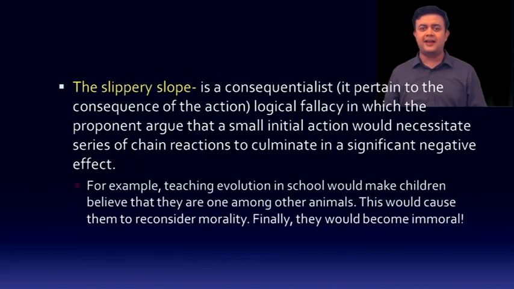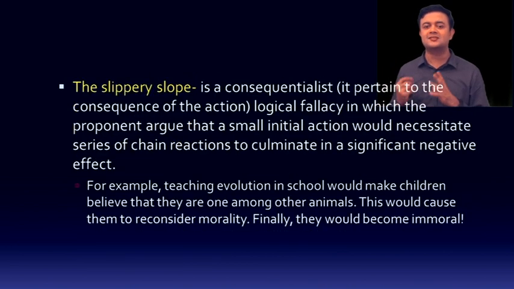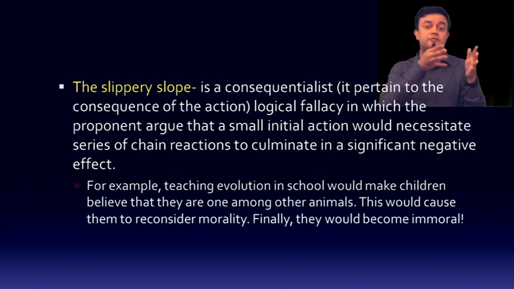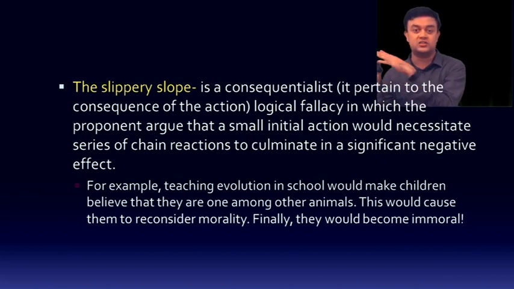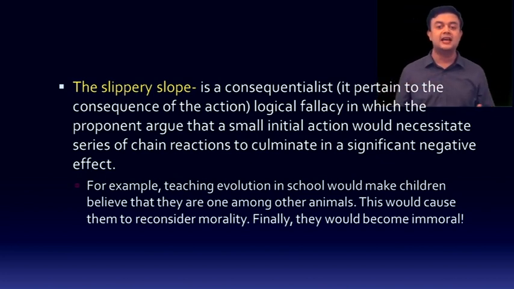Yet another logical fallacy is called slippery slope. The slippery slope is a consequentialist argument, so it pertains to the consequence of that particular action. It is a logical fallacy in which the proponent argues a small initial action would necessitate a series of chain reactions, like dominoes or nuclear chain reactions, that culminate in a significant negative effect. That is what is actually being put forth, right? A negative effect will be coming up.